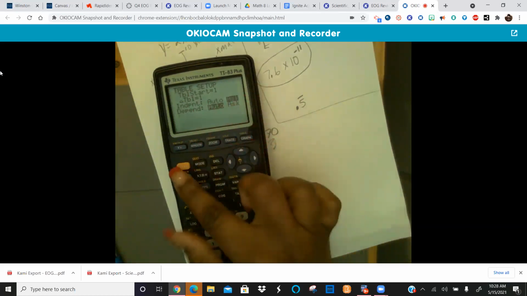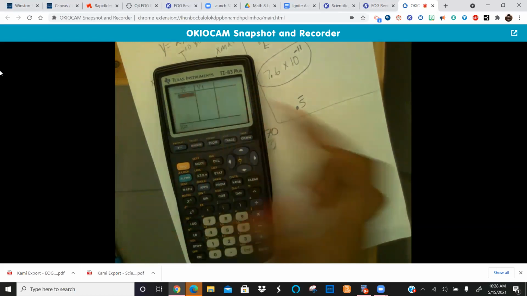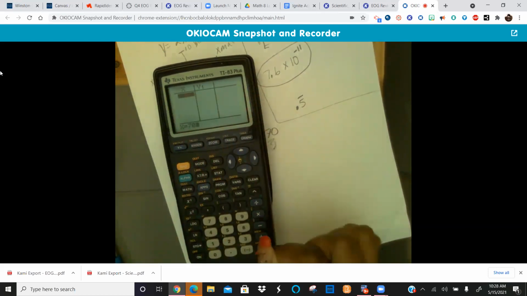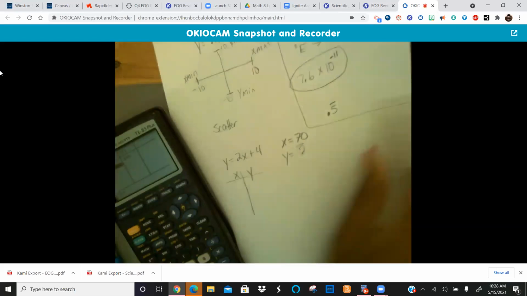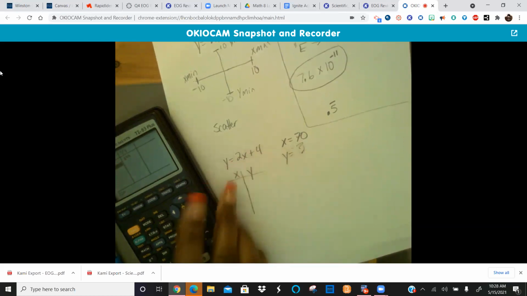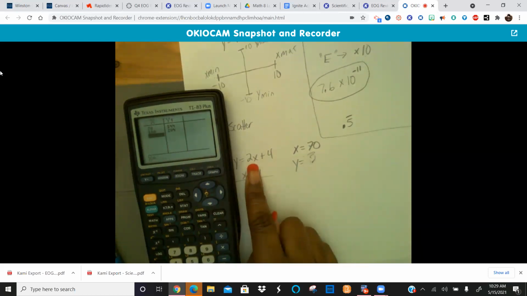And then you go to second graph. And now you can type your own X values in. So I can type in 70, and my answer is 144. See? So if I substitute 70 into this, I should get 144. Let's suppose I substitute 100 in. Type in 100, and it gives me my answer, 204. See, so this is right, because 2 times 100 is 200, plus 4 is 204.